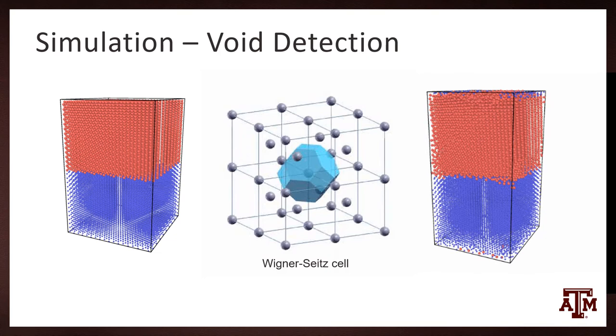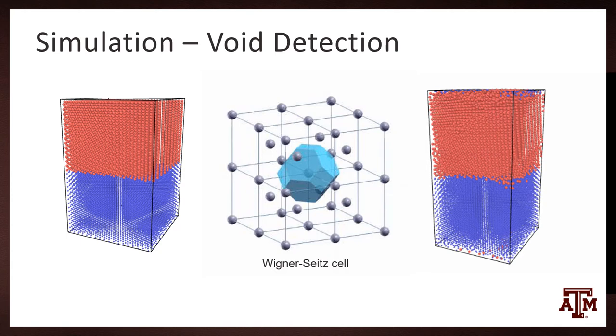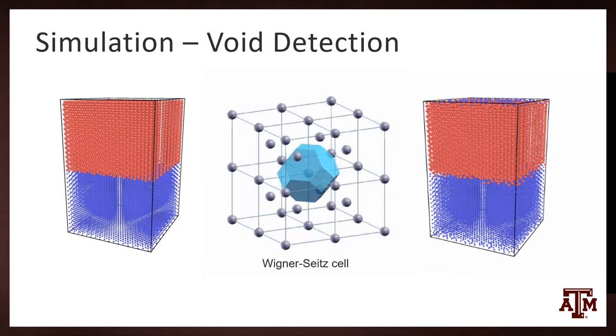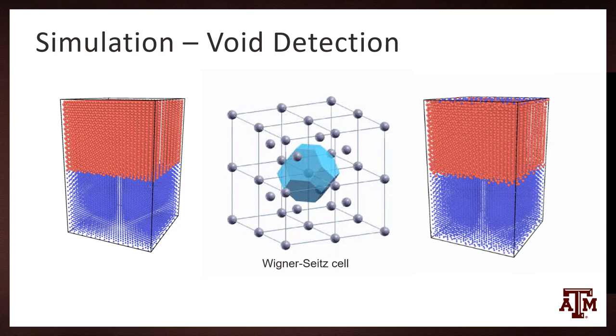To systematically find a void, I use Wigner-Seitz analysis. This populates a reference configuration, on the left, with Wigner-Seitz cells, an example of which is shown center for a BCC lattice, like tantalum. These cells surround each atom with a volume conjoining its neighbor cells to fill the entire simulation box. In the reference configuration, each cell contains exactly one atom in the center.